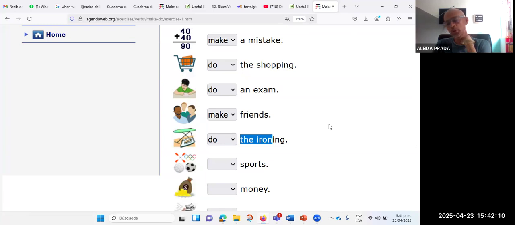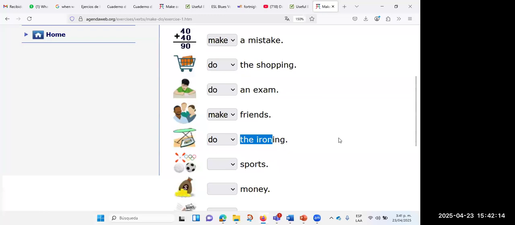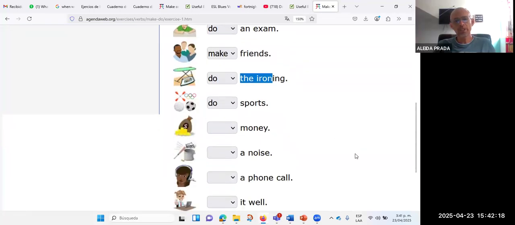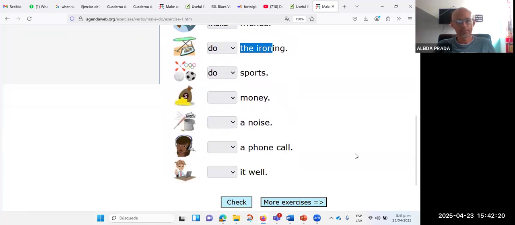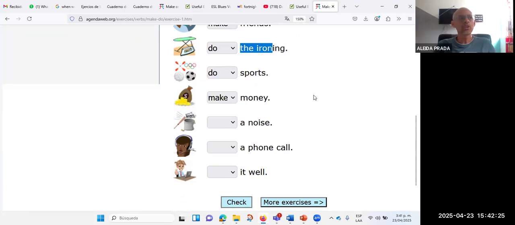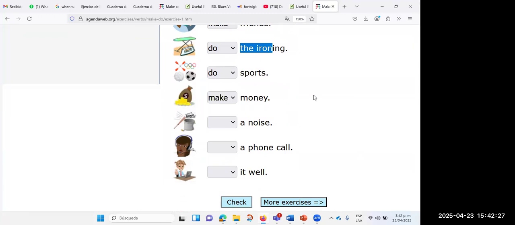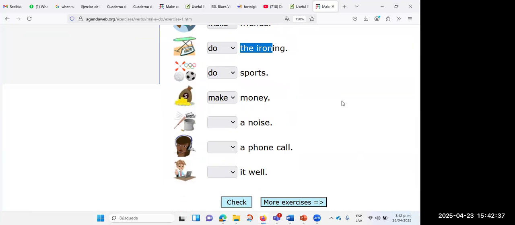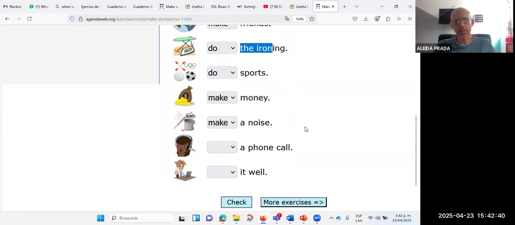You do sports or you make sports? Do sports, that's right. You do money or make money? Make. Yes, that's good. When you earn money, you get your salary, you are making money, no? You are not doing money, you are making money. Okay, you do a noise or you make a noise? Make a noise. Yes, you make a noise.